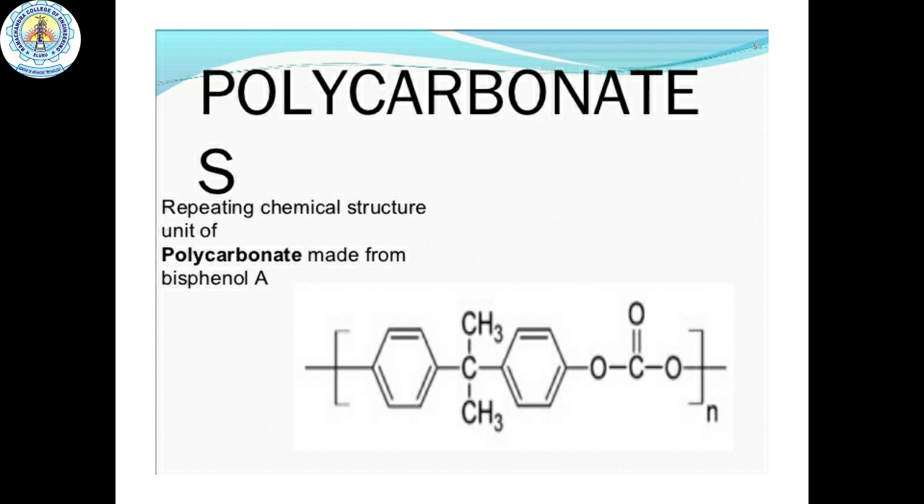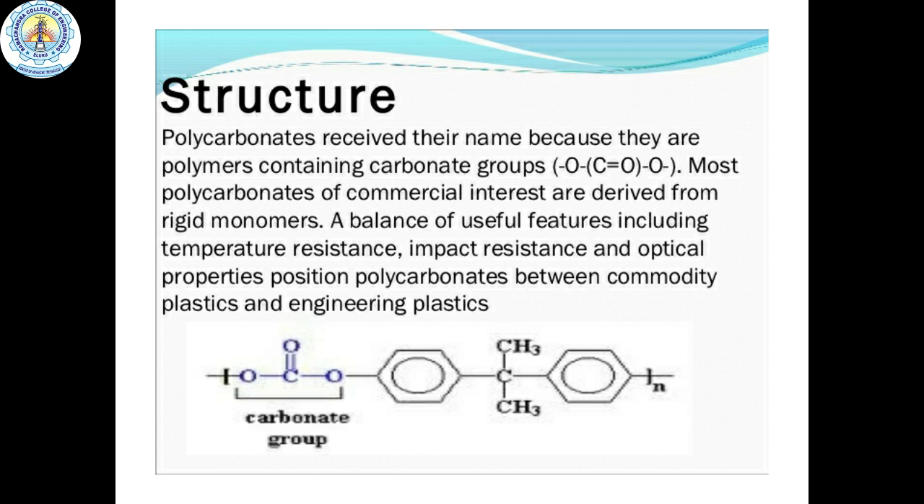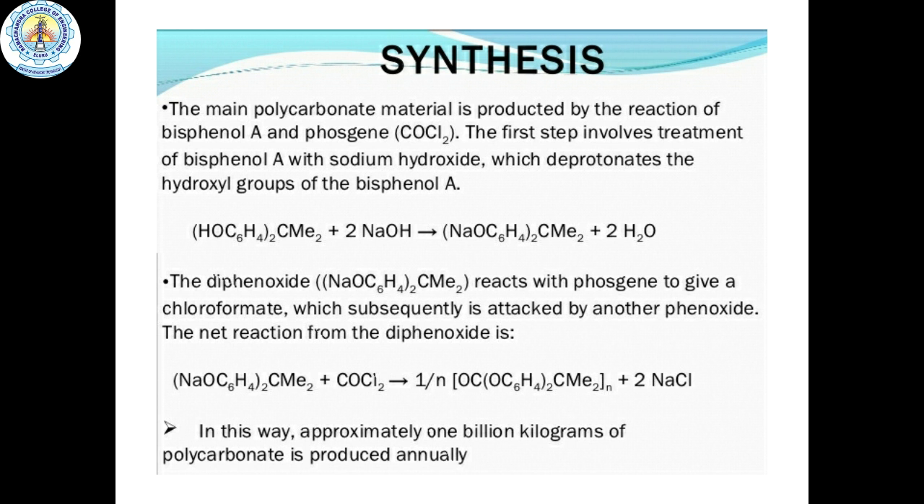Coming to the next individual polymer, that is polycarbonate. This is the structure of the polycarbonate. The polycarbonate is made from bisphenol A and phosgene. Polycarbonates derived their name because they are polymers containing carbonate groups. Most polycarbonates of commercial interest are derived from rigid monomers. A balance of useful features including temperature resistance, impact resistance, and optical properties positions polycarbonates between commodity plastics and engineering plastics.